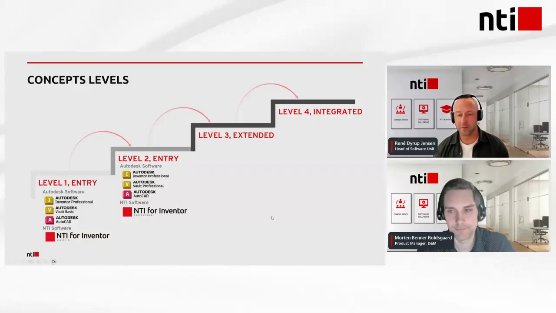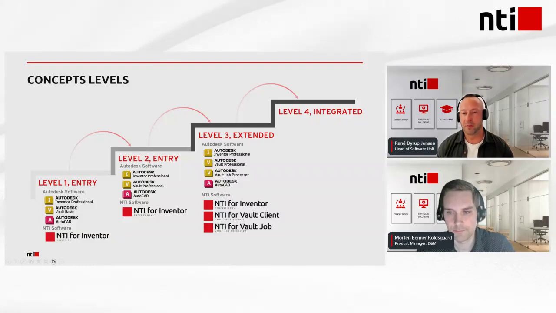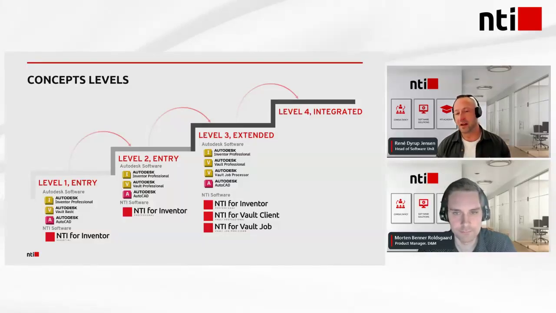And then, of course, as we move up the stairs, we will begin to move away from the manual and the semi-automatic approach to the fully automatic approach. So in this case, we will use Vault Professional, but we'll also use the job processor. Now the initiation of creating PDF files and STEP files will be done by lifecycle state changes inside Vault, where we create jobs for the job processor.